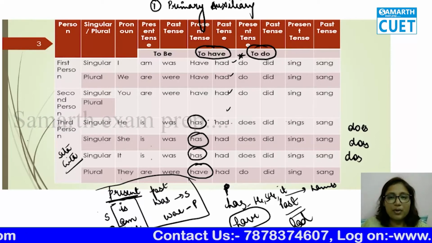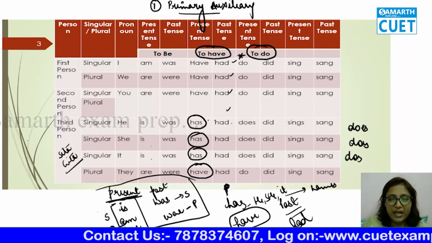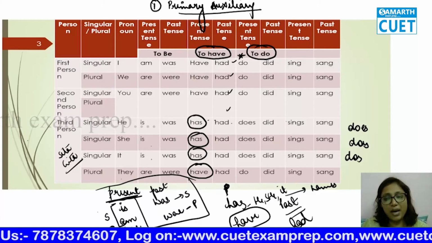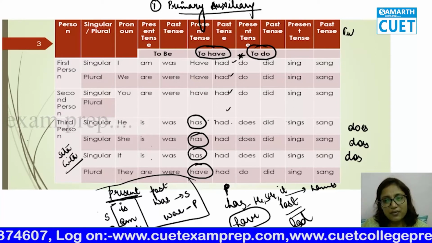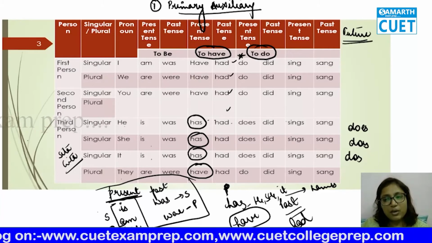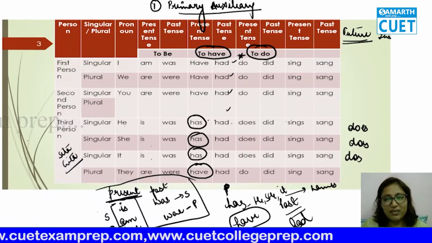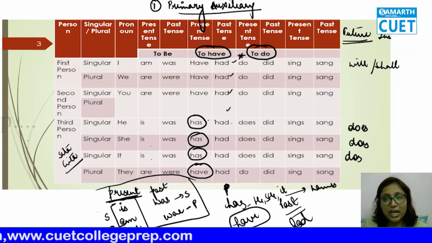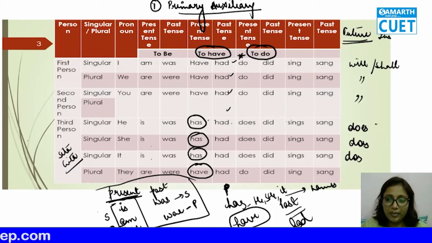Now we talked about primary auxiliary verbs. If you notice, I've just taken present tense and past tense. Future tense I have skipped, because when we are going to read tenses, everything will take will or shall. They can take will or shall depending on the situation or condition, basically. So when we discuss that, I'll let you know.